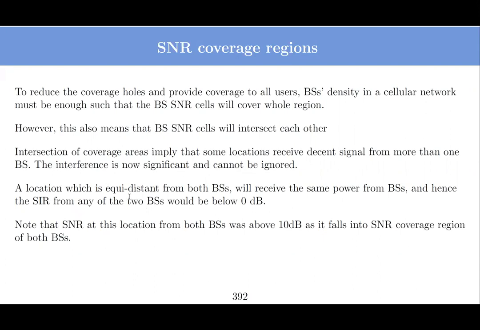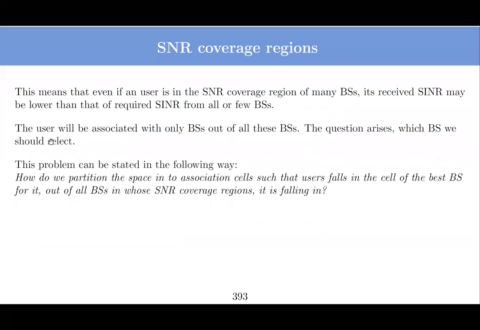So consider a location which is equidistant from both base stations. It is in the coverage area of both base stations, and will receive the same power from both. Hence, the SIR from either of the two base stations would be below 0 dB. So the SNR at this location may be above 10 dB as it falls in the SNR coverage region of both, but the total SINR can be less than 0 dB. So even if a user is in the SNR coverage region of many base stations, its received SINR may be lower than the required SINR from one or all base stations.